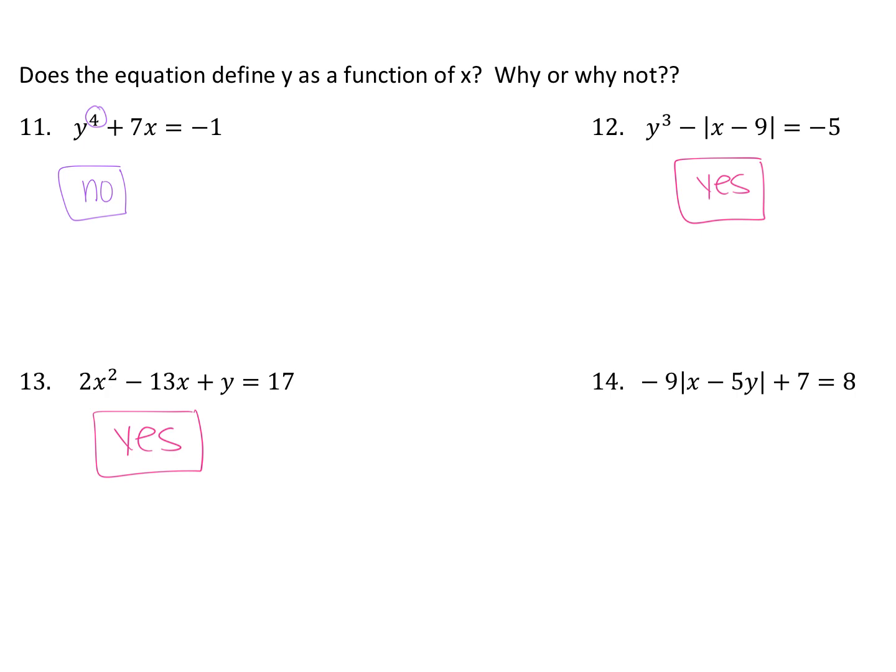For 14, you have negative 9 times the absolute value of x minus 5y plus 7 is equal to 8. Your y is inside the absolute value here, so this one is not a function. Just put no.